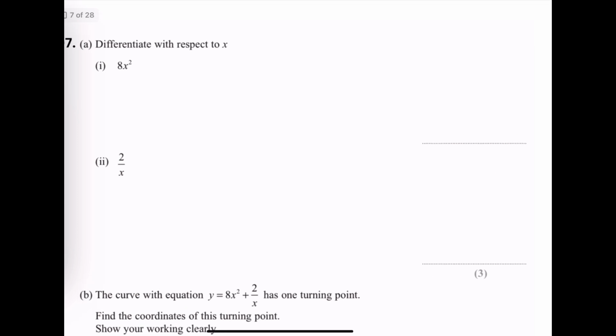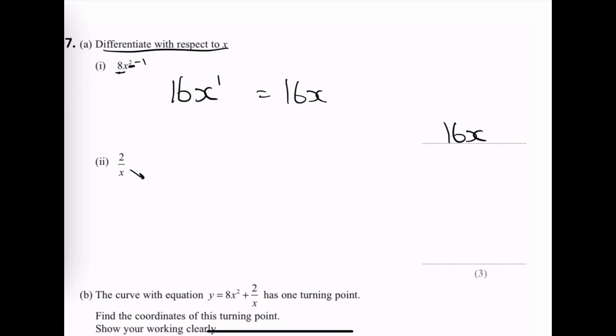So question 7, differentiate with respect to x. How you differentiate is that you times the big number with the power, and then you minus 1 from the power. So how do we do that? Basically we do 2 times 8, which is 16, x, and then we have 2, now we're going to minus 1 from it, so it's just 1, which is the same as just 16x.